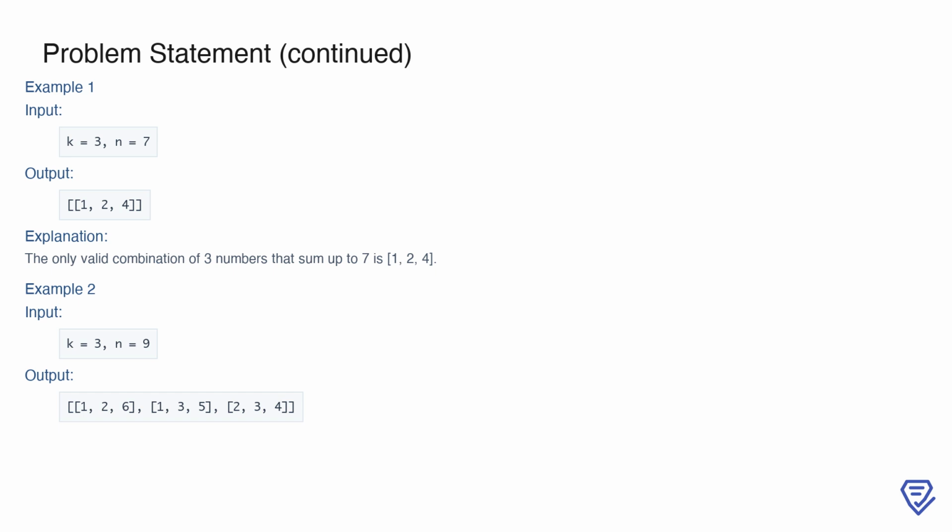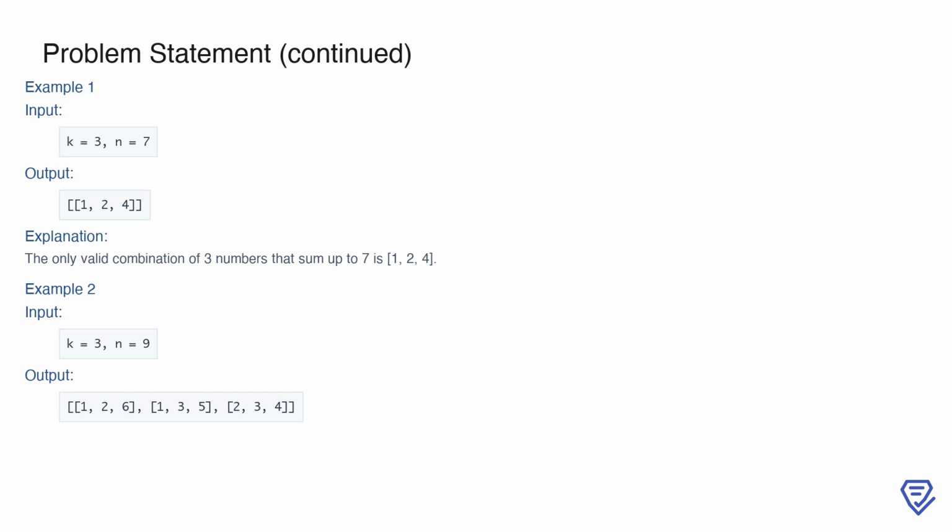In the first example, we are given k equals 3 and n equals 7. Here, we need to find all possible combinations of three distinct numbers from 1 to 9 that add up to 7. The only valid combination is [1, 2, 4], so the output is [[1, 2, 4]]. Next, for k equals 3 and n equals 9, we need to find combinations of three numbers that sum to 9. In this case, there are three valid combinations: [1, 2, 6], [1, 3, 5], and [2, 3, 4]. Thus, the output is [[1, 2, 6], [1, 3, 5], [2, 3, 4]].